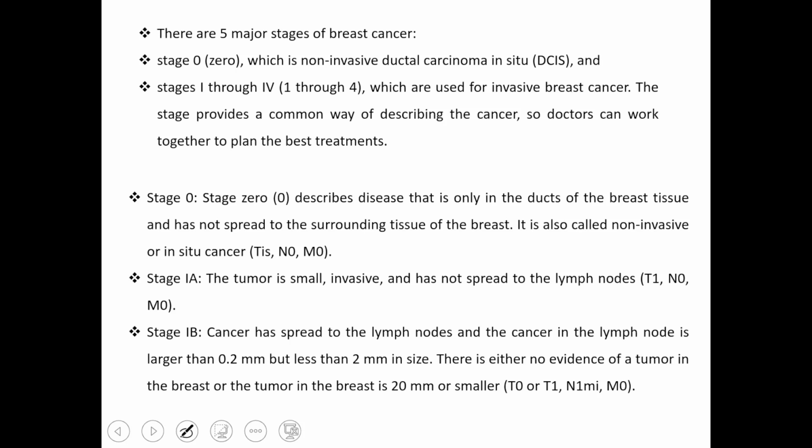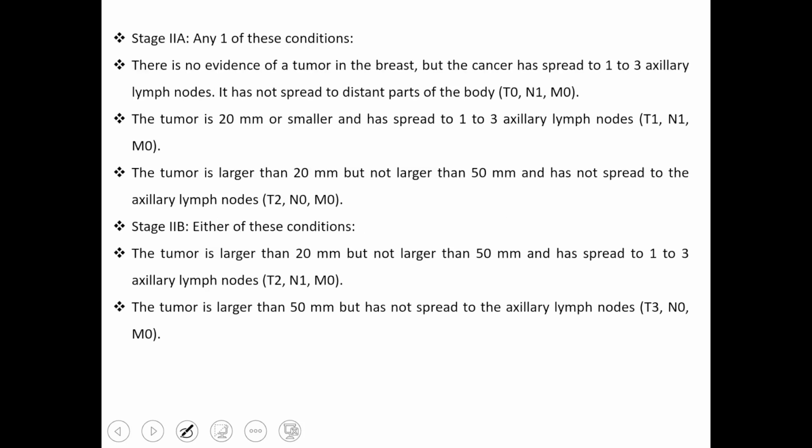So you can Google and identify what the meaning of that is. Okay. Stage 1B: cancer has spread to the lymph nodes, and the cancer in the lymph node is larger than 0.2 mm but not larger than 2 mm. So the size of that lymph node deposit should be between 0.2 mm and 2 mm. That will be in the category of 1B. There is either no evidence of a tumor in the breast, or the tumor in the breast is 20 mm or smaller, T0, T1, and N1, which are the medical terminology.